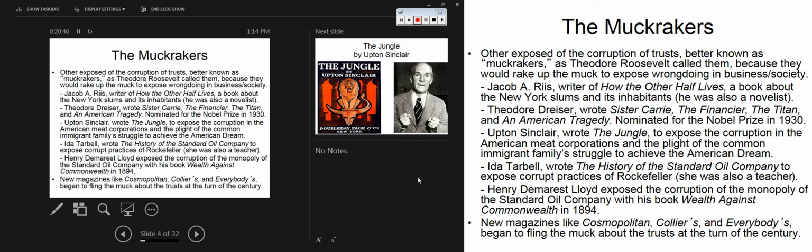Ida Tarbell wrote The History of Standard Oil Company to expose Rockefeller. She was also an educator. Henry D. Lloyd exposed the corruption of Rockefeller as well, and Standard Oil with his book Wealth Against Commonwealth. And new magazines pop up, Cosmopolitan, Collier's, Everybody's. Pretty soon The Atlantic is going to come on the scene.